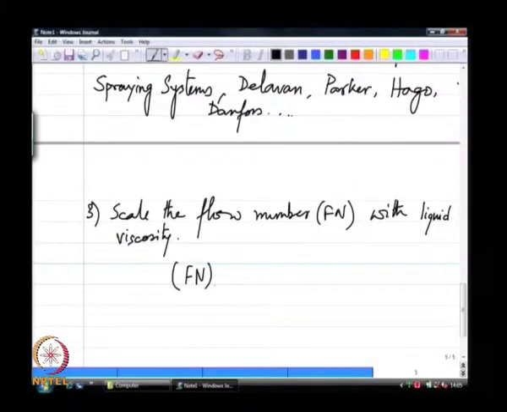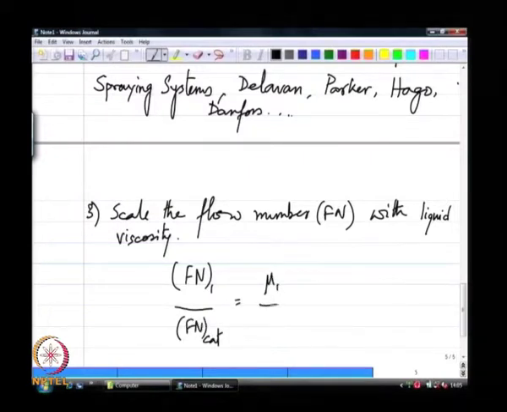Now, if you are spraying a fluid that is different from the test fluid that they are reporting the data on, you need to figure out a way to scale your flow number calculation to what the flow number would be equivalent to their catalog. So, typically, flow number 1 divided by flow number catalog is mu 1 divided by mu catalog raised to the power alpha. Now, the alpha itself would be a function of the design of the spray nozzle, and most manufacturers give this number alpha.